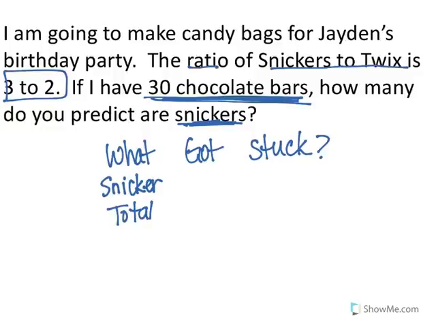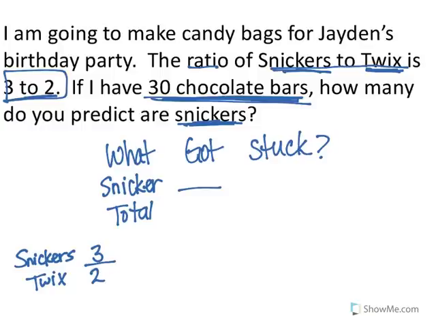Okay, it's asking if I have 30 total chocolate bars, how many are Snickers? Well, let's go to the got part. What did they give you? What do you know? Well, it says here the ratio of Snickers to Twix is 3 to 2. So Snickers to Twix is 3 to 2. The 3 represents the Snickers, the 2 represents the Twix.